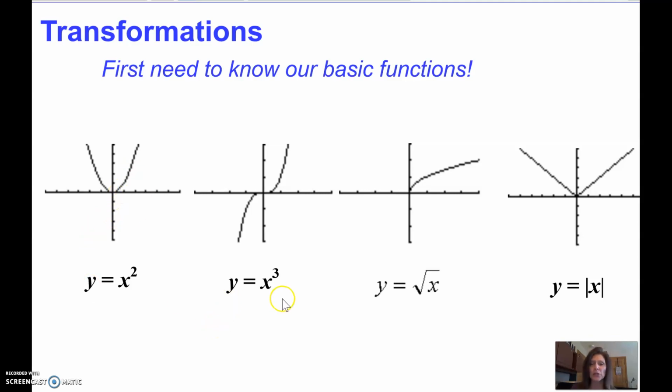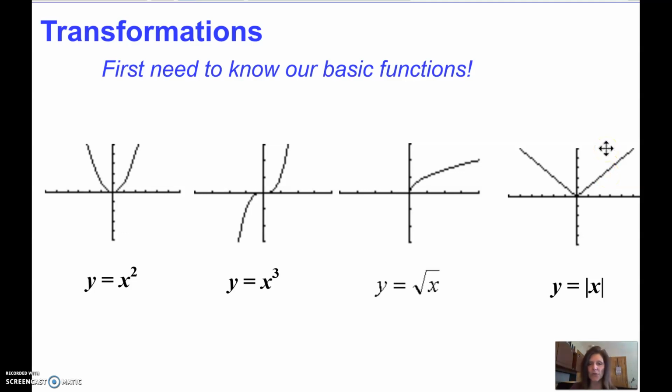That y equals x cubed is that kind of curvy snake or sideways S shape that goes through (-1, -1), (0, 0), (1, 1). That y equals the square root of x is a half parabola, and it goes through (0, 0), (1, 1), and (4, 2). And then we have the absolute value of x, which is a V shape that goes through (0, 0), (1, 1), (2, 2), and its symmetric points on the other side.